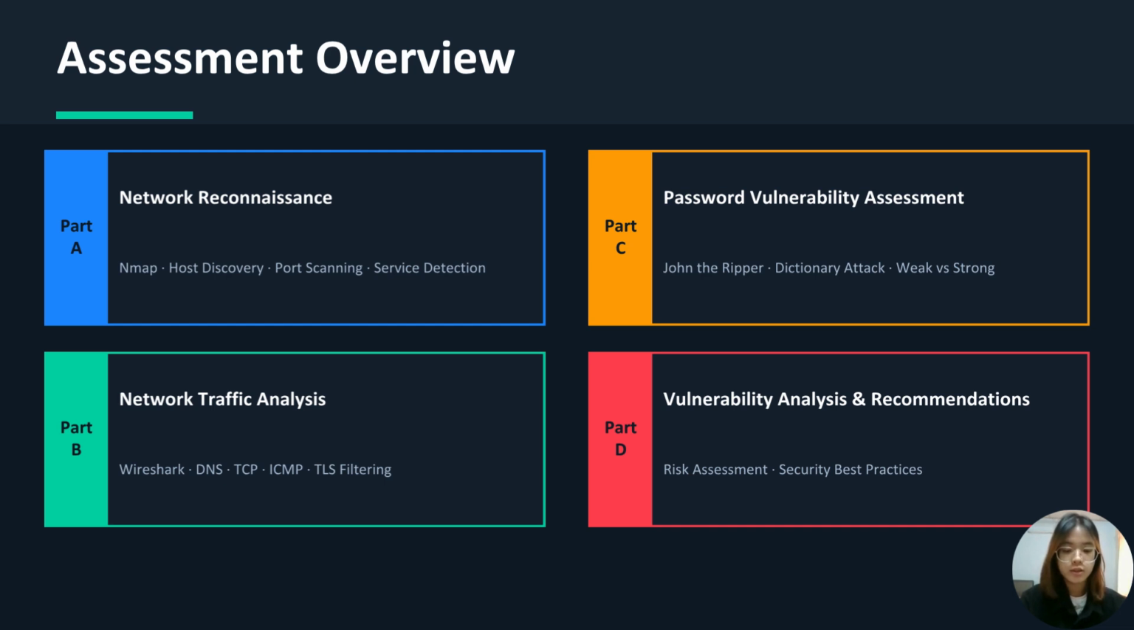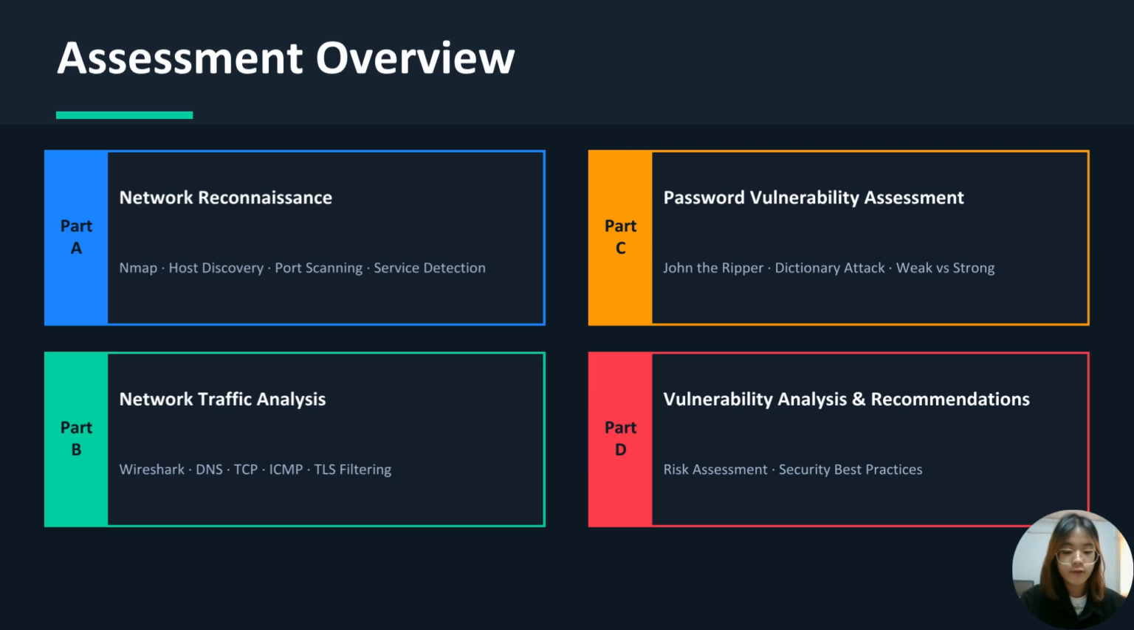So this assessment consists of four major sections. Part A focuses on network reconnaissance using Nmap. In this section, I identify local network information, discover active hosts, perform port scanning, and detect running services. Part B focuses on network traffic analysis using Wireshark. The objective was to capture and analyze network packets such as DNS, TCP, ICMP, and TLS traffic.